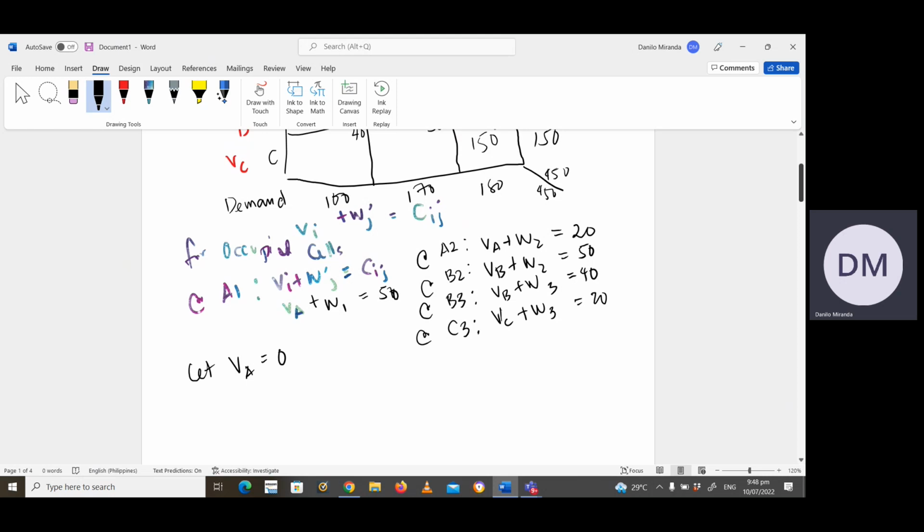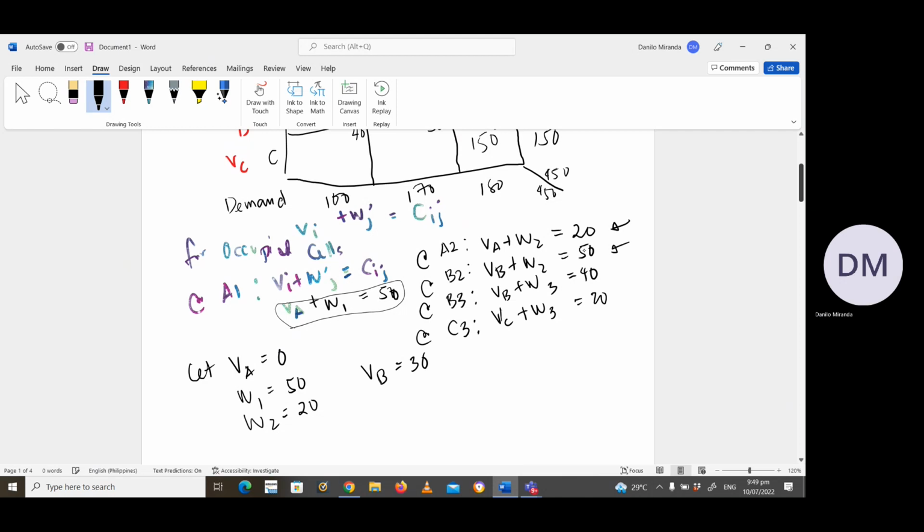That is what the problem says in the step by step procedure. So if your B A is 0, what is your W1? Our W1 will become 50. Then for W2, if your B A is 0, your W2 will become 20. Moving here, 50 minus 20 is 30. That is the B B.